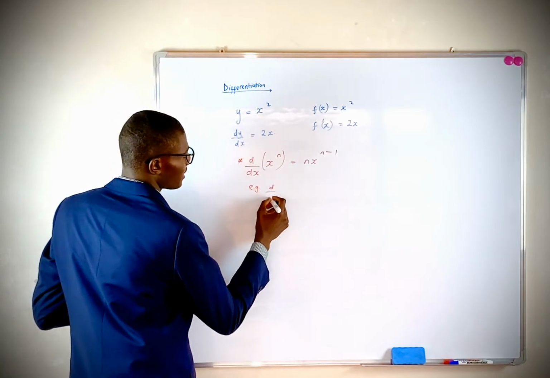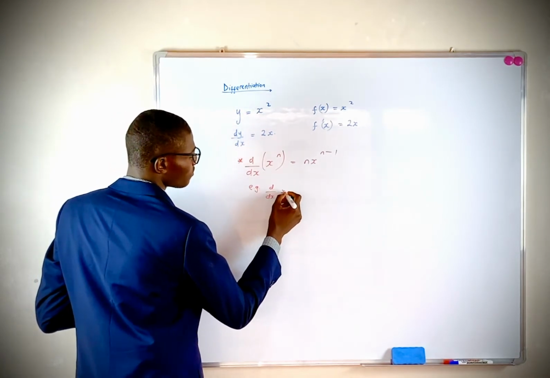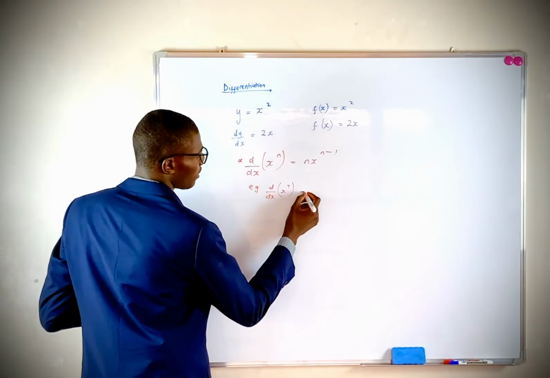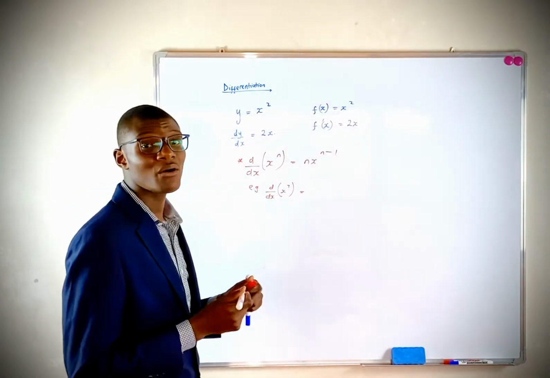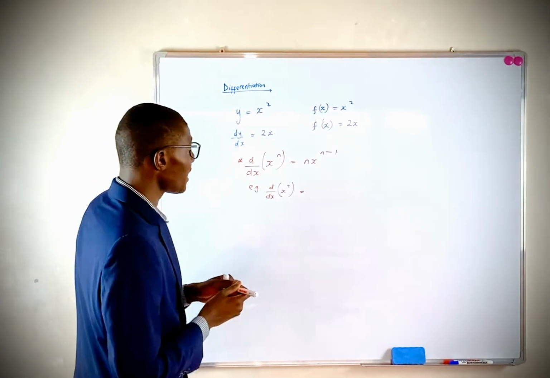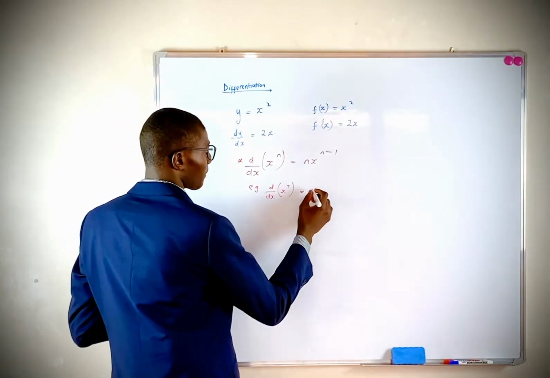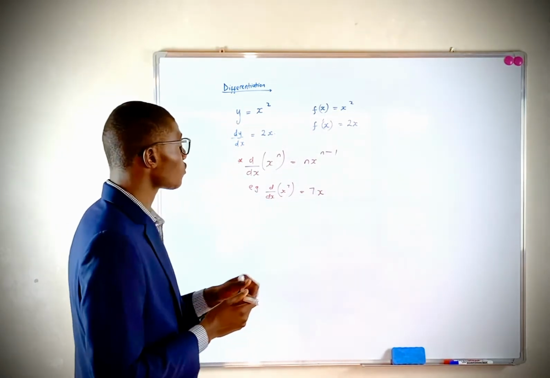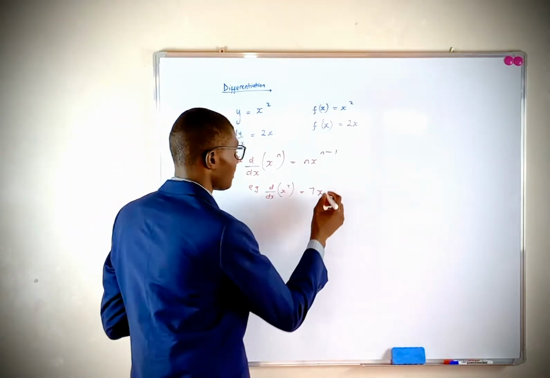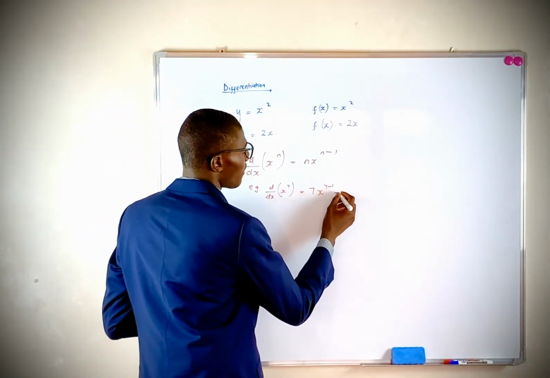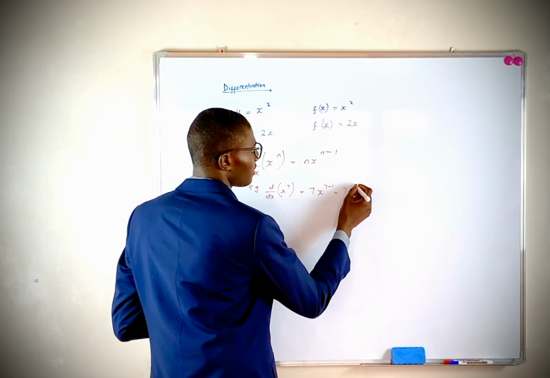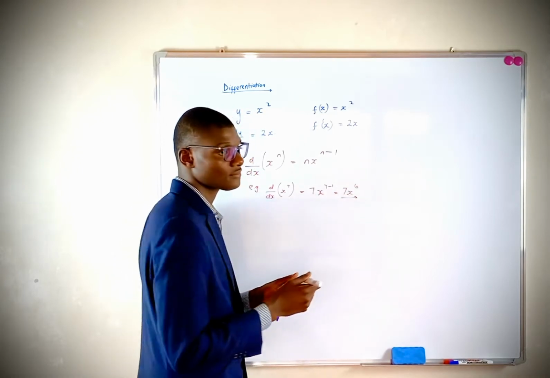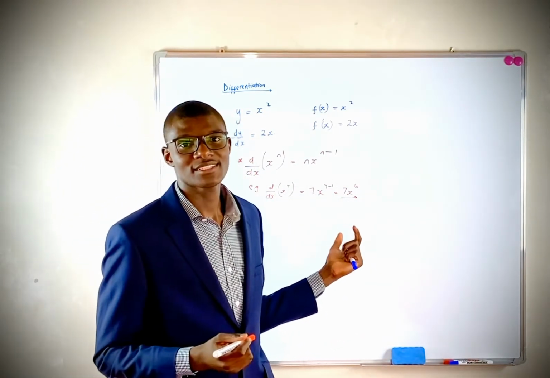So for example, d by dx of x to the power of 7, in this case our power is 7. So we are saying we drop the power 7, multiply by x, then subtract 1 from the power of 7. So our answer will be 7x to the power of 6. This is what we get.